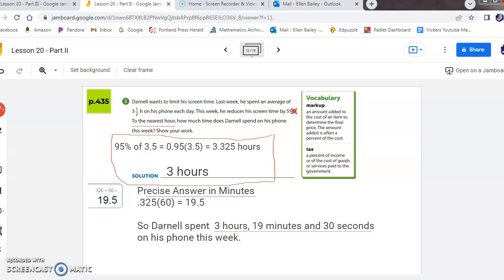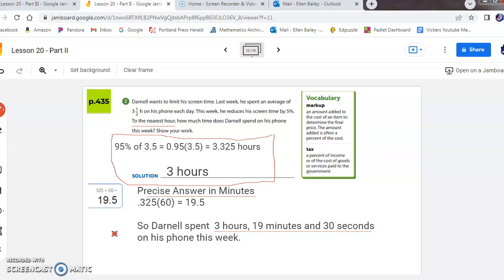So if he reduces his screen time by 5%, then he's still on his phone 95% of that time, right? Because these two add up to 100. So we want to figure out what's 95% of 3.5. So then I used my calculator to do this. 0.95 times 3.5 is 3.325 hours. And since they said round to the nearest hour, he spent about 3 hours.